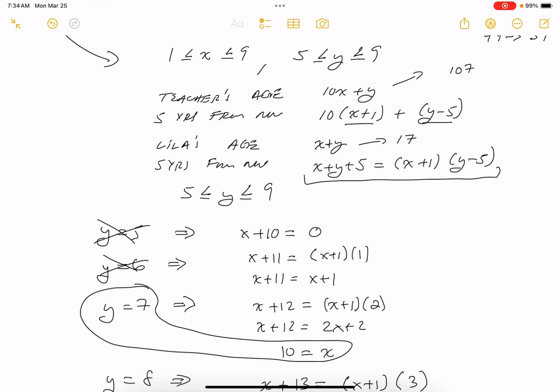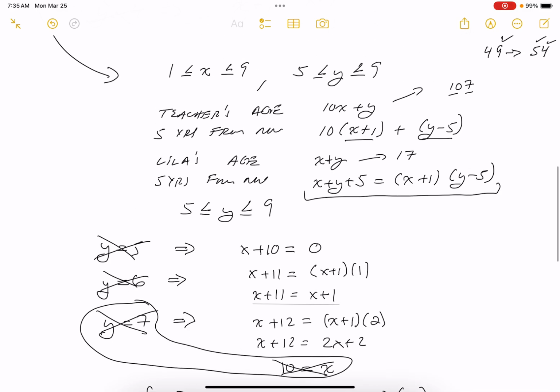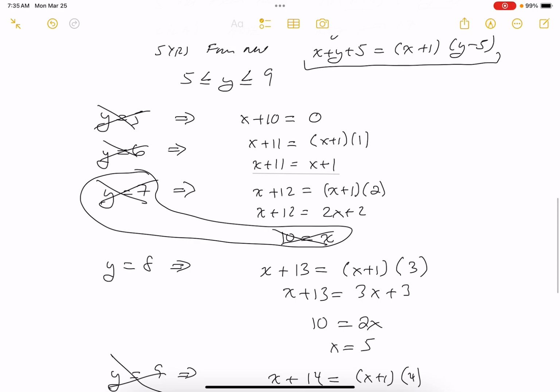Now again, it does make sense, by the way, because if you did this, but it's not the sum of the digits anymore, because 10 plus 7, that would be 17, but the sum of the digits would be 1 plus 0 plus 7, which is not 17. So this one's being thrown out. Let's try the other one. Let me get my eraser out too. Well, you know, just cross it off. Let's try this one over here.